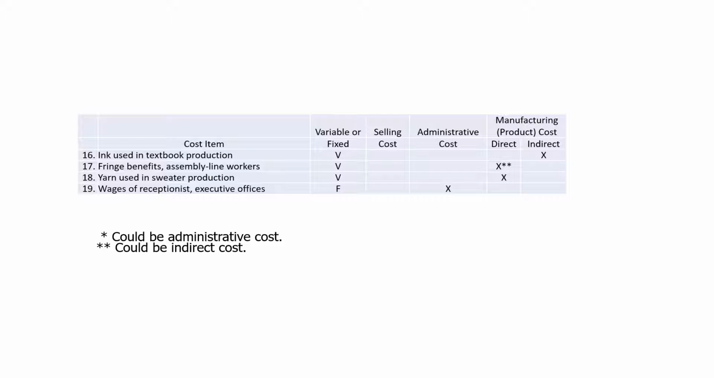So that's a great review of some expenses, some costs, and where they fall as either being variable or fixed, and what category they would ultimately go into. Are they a period cost, selling and administrative, or are they a product cost, part of the manufacturing process, and a cost that would be accounted for there?